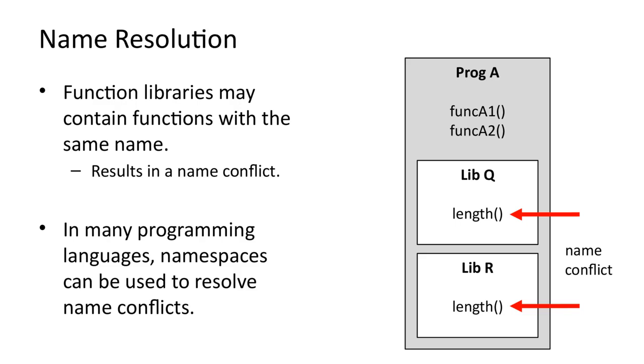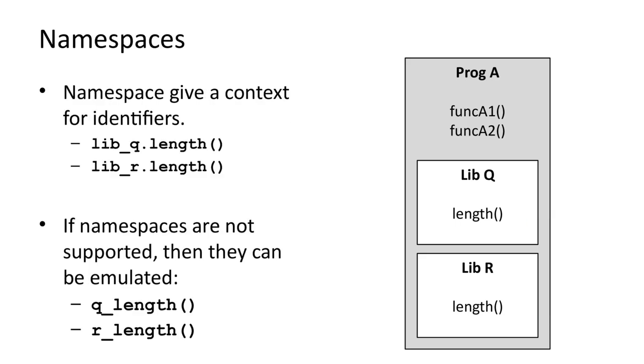A common approach is to use namespaces. With namespaces, you can prepend a name to the front of the function name. Usually, the namespace and the function name are separated by a dot. The namespace is typically the name of the library or module being imported. In the example, the length function is called by specifying the library name, followed by the function name. An alternative approach is to emulate namespaces by prepending a short word to the front of all the function names.